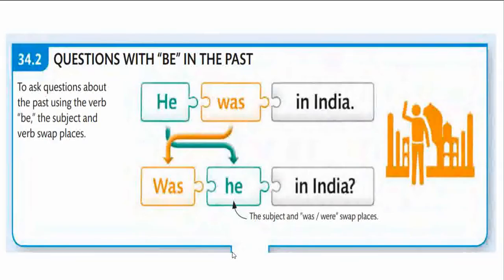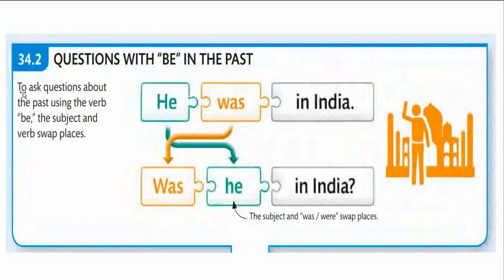The next pointer that we have is questions with the be in the past. Past is was. He was in India. How do we change it? Was is brought first, subject is brought second, and the question is ready. Was he in India? Question mark. The subject and was and were swap places. Suppose the sentence was they were in India, were will become the first word and they will become the second word. Were they in India?